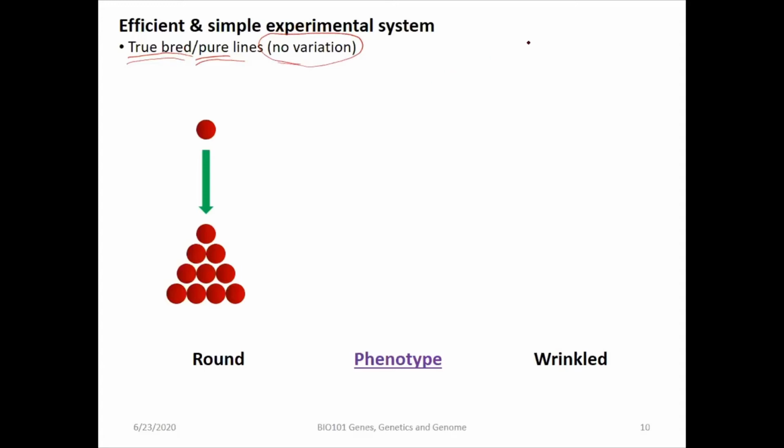A pure line purple will be one which always produces purple, no whites, and a pure line white will be which always produces white flowers. Is it clear? Yes, sir. So what he did, he chose a pea plant with round seeds.